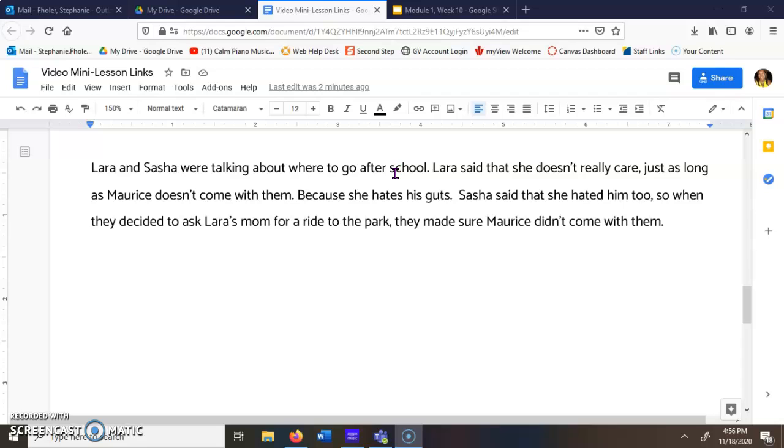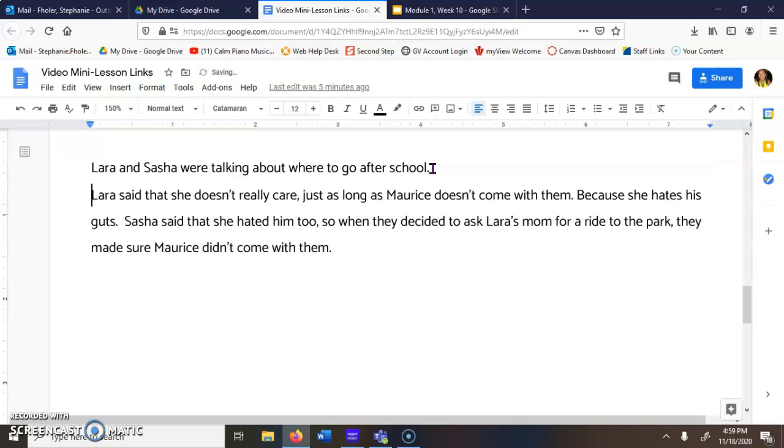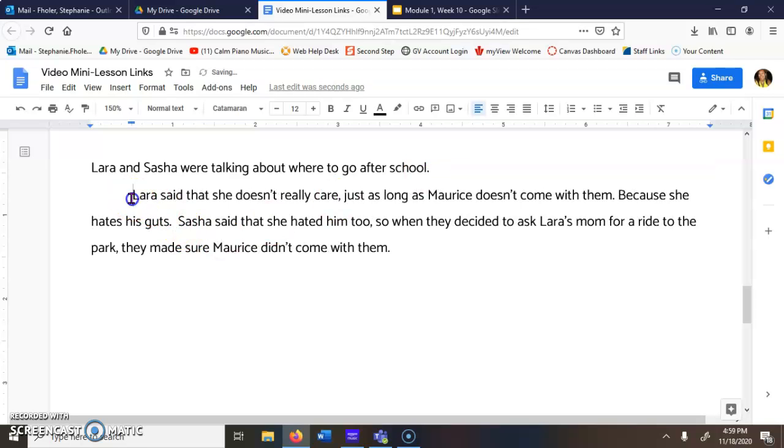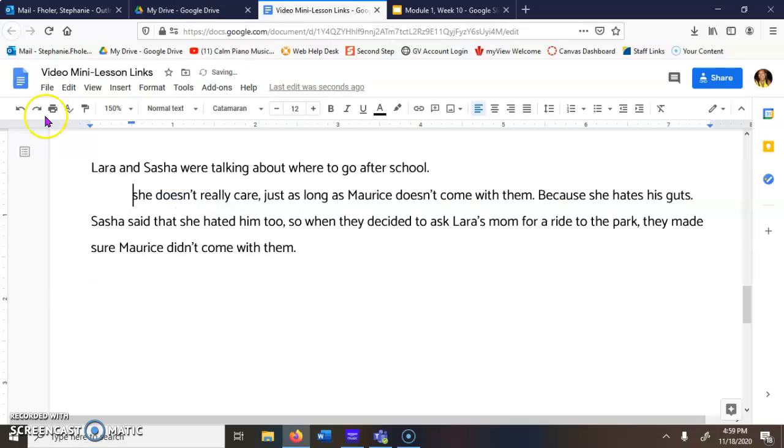And then the second sentence is where we really start to see what's going on specifically in this conversation. The second sentence has some dialogue in it already. We just need to transform it. So we know what Lara is saying. She doesn't really care what they do, just as long as Maurice doesn't come with them, because she hates his guts. So when a new person is talking, we're going to start a new paragraph. So we're going to do this and tab over to indent. And then we're going to take this part off and just start with the words that Lara is saying. So she doesn't really care just as long as Maurice doesn't come with them.